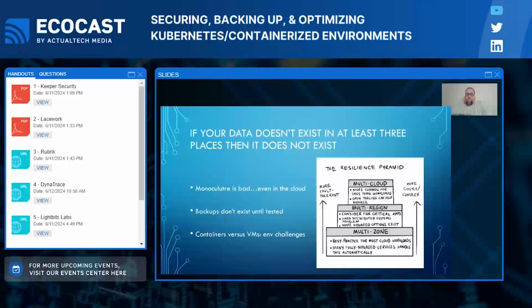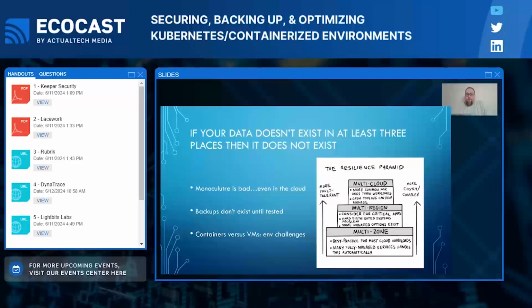Backups have always been something of a problem. There's the old saying, if your data doesn't exist in at least 3 places, then it doesn't exist. Something that I have said and written about many, many times in my career, and it doesn't change. The importance of it certainly doesn't change. But with Kubernetes, it's somewhat more difficult, in part because you can have very ephemeral workloads, you can have static workloads, and Kubernetes tends to be used in multi-cloud environments.